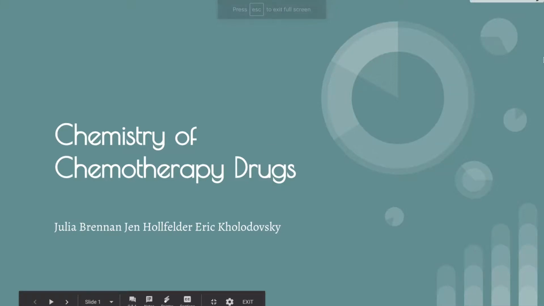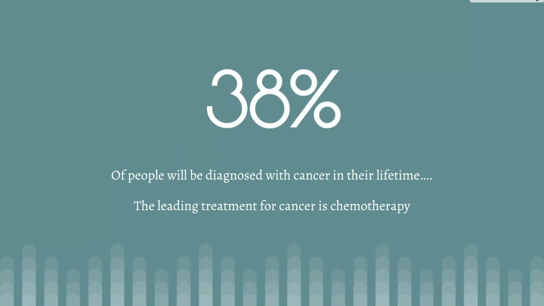Hi guys, today we're going to be talking about the chemistry behind chemotherapy, and we'll go through 3 different examples of specific drug types. 38% of people will be diagnosed with cancer in their lifetime. The leading treatment for cancer is chemotherapy.